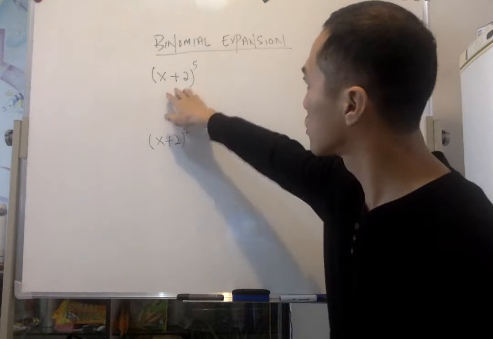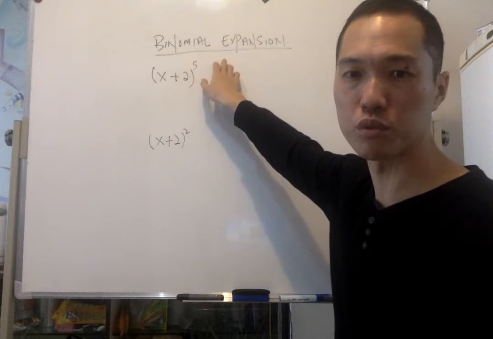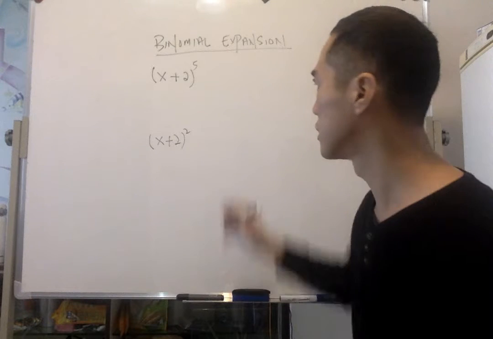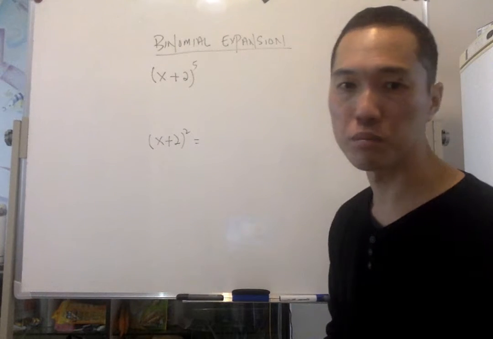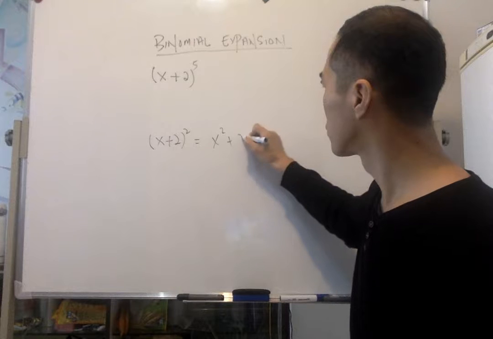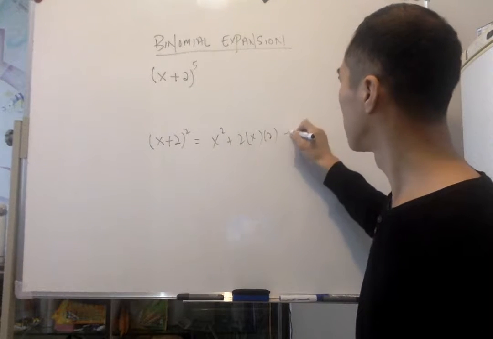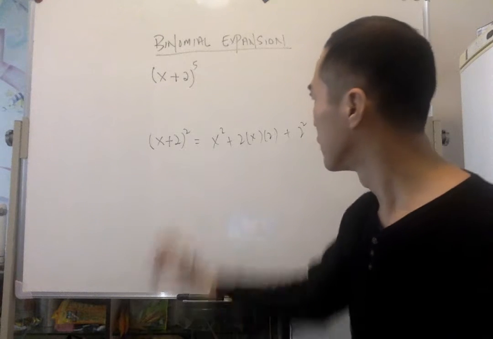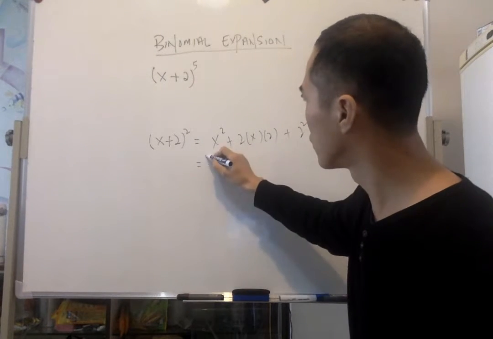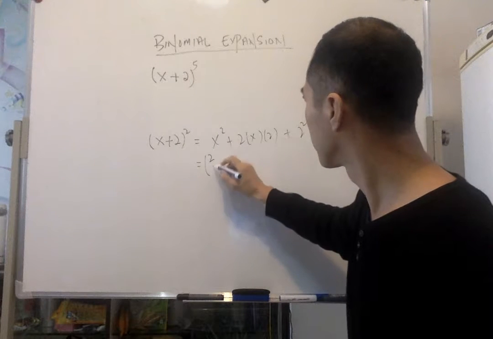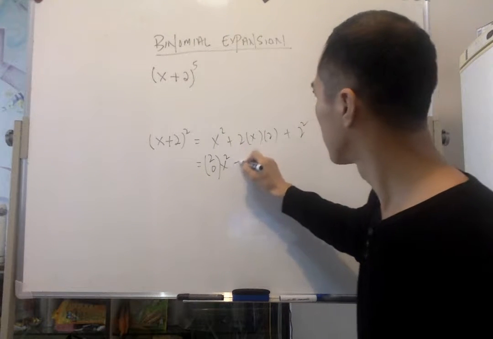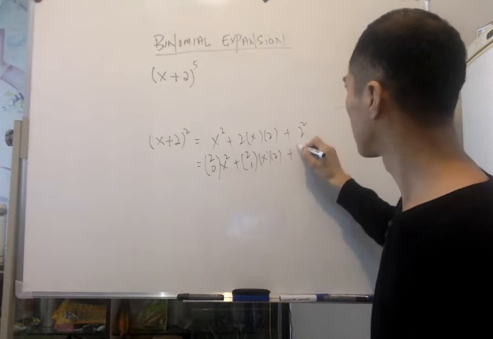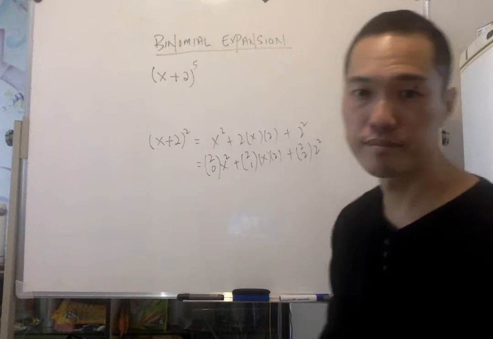So let's consider we are going to do (x + 2) to the power of 5. But before that, we're going to explain (x + 2) to the power of 2 first. We know that this is x squared plus 2 times x times 2 plus 2 squared. Very simple formula. If you continue with that, this is 2 choose 0, x squared, plus 2 choose 1, x times 2, plus 2 choose 2, 2 squared.